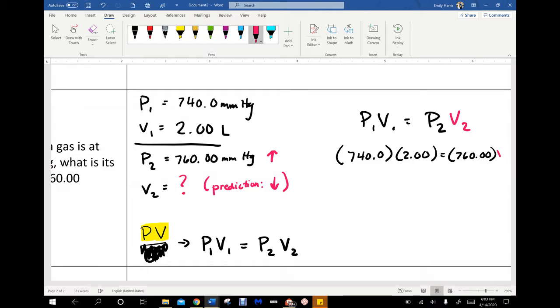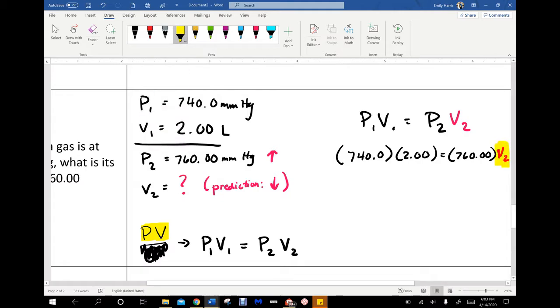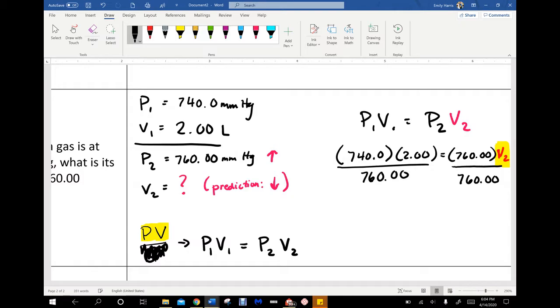Okay, so a little bit of an algebra reminder here. When you are solving for a variable, you want to try to isolate it by itself. And so what that means is to solve for V2, we need to get it by itself. Since it's being multiplied by 760, we're going to do the opposite and divide both sides by 760.